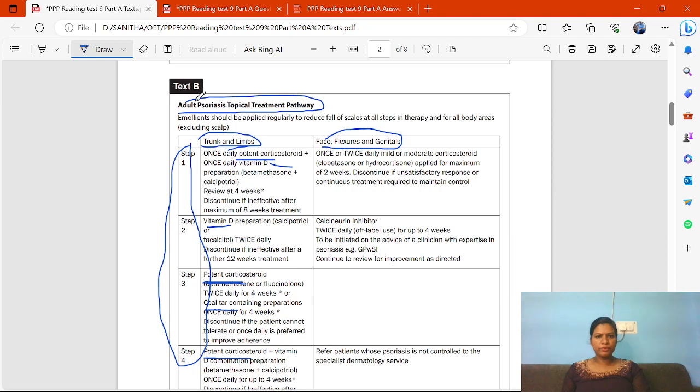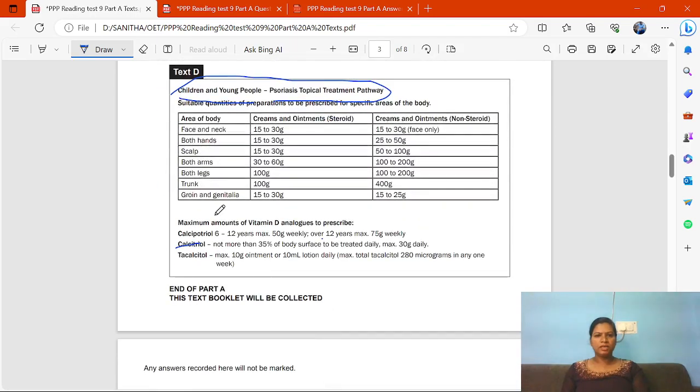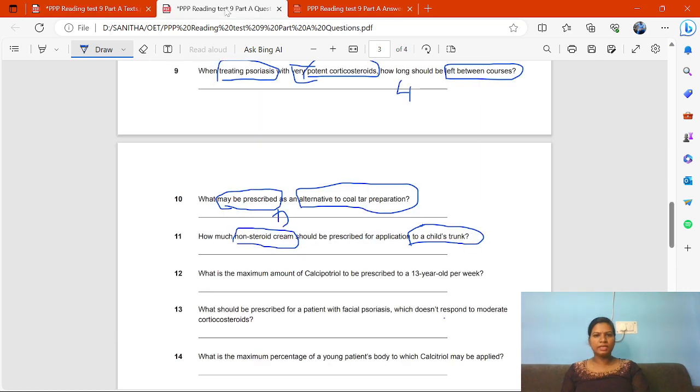It's a topical treatment for adults, so it's not that. It is not talking about the child. So then you have to come to the children section. Area of the body: face and neck, trunk. See, trunk is given. Child's trunk, creams, non-steroid cream. What are the keywords? Non-steroid cream should be prescribed for application to a child's trunk.